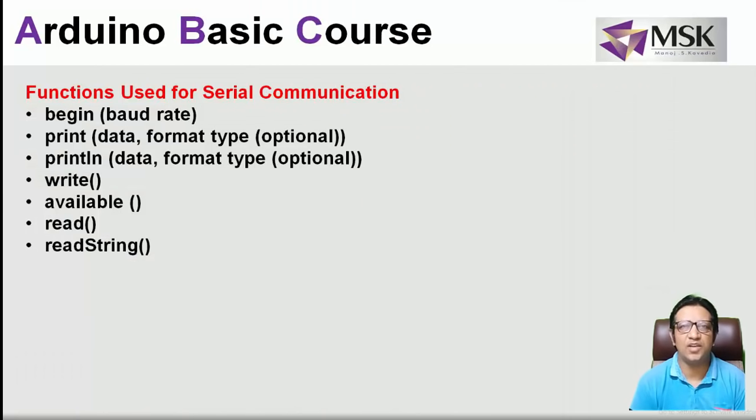Now let's see what are the different functions which can be used for having a serial communication between PC and the Arduino. The first function is begin, second is print, third is println, fourth is write, fifth is available, sixth is read, and seventh is readString. So these are the 7 functions which assist me in having a serial communication between my PC and my Arduino.